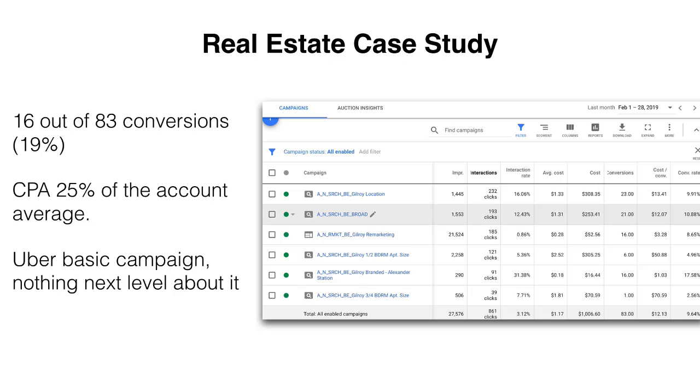All right, so here's a real quick case study, right? Real estate case study. 16 out of 83 conversions. Conversions, guys, just mean leads. 16 out of 83 leads came from remarketing. And guys, at a CPA, a customer acquisition cost, or a cost per acquisition, of 25% of the account average.